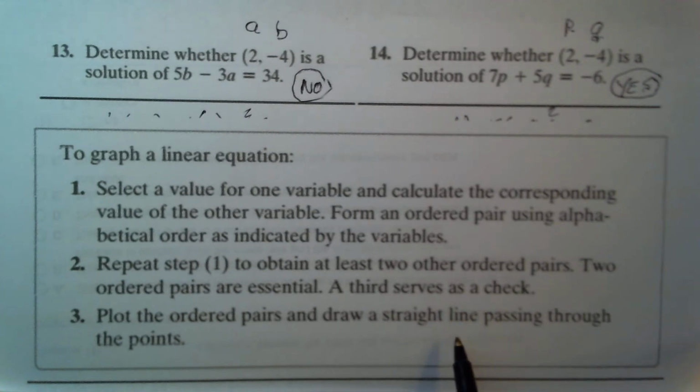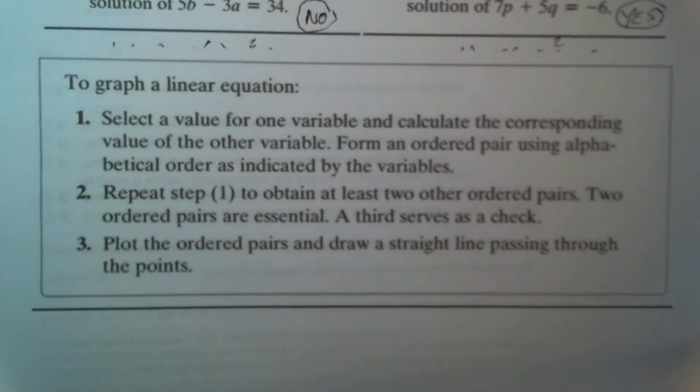Because a line is defined by 2 points, but just to make sure it's correct, you always want to have a third one just to make sure. And then plot the ordered pairs on the coordinate system, and then draw a straight line passing through the points. And that's all there is to it. It's very straightforward. So let's try it out with the next exercise here.